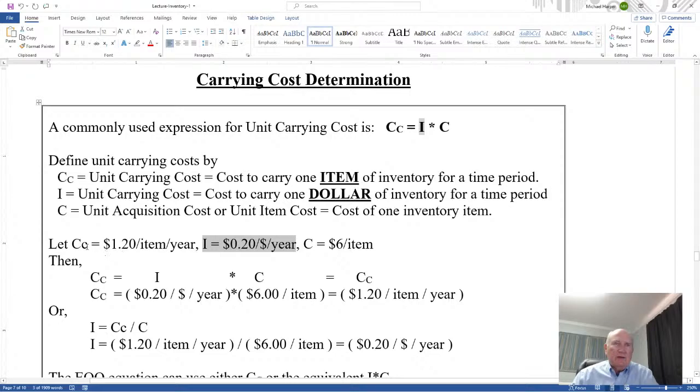But the carrying cost per item is what's needed in the EOQ model and all of our models, if we're looking at cost. But the I is oftentimes what is reported. So how do you convert back and forth between the two? Well, the conversion from an item to dollars is dollars per item, simply. So, for example, if an item costs $6, but it costs 20 cents to carry $1 of that item, you're carrying $6, so 20 cents times 6 turns out to be $1.20 per item. And that's why it's I times C.